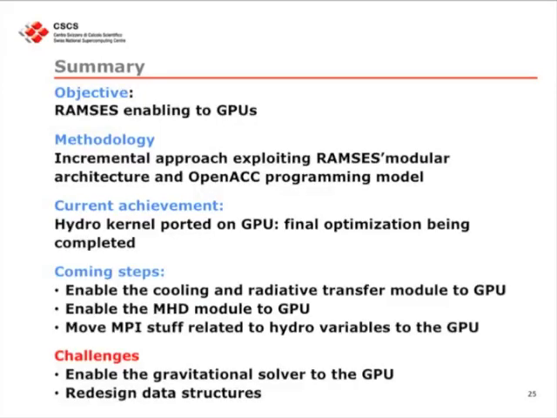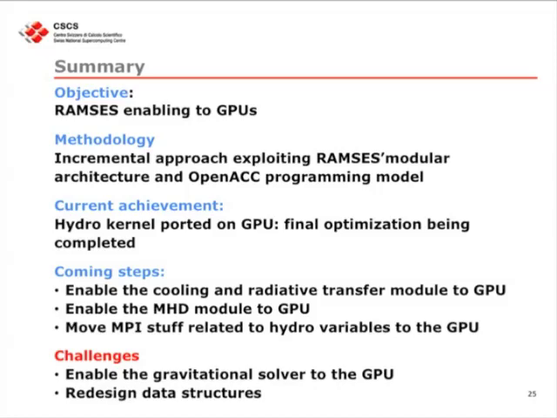And okay, this is my final slide. So our objective was to enable Ramses to the GPU. The work is in progress because we adopted an incremental approach, exploiting both Ramses modular architecture and the OpenACC programming model. At the moment, we have ported the Hydro kernel to the GPU, and we are optimizing the final things. We also have some steps in mind, like enabling a cooling function and the radiative transfer module on the GPU, enable the MHD, and move most of the MPI stuff on the GPU, so that we can minimize the data transfer.